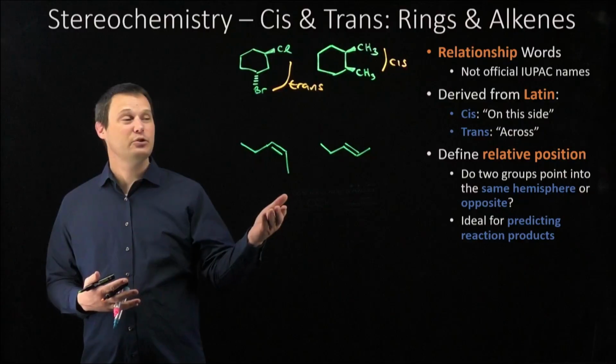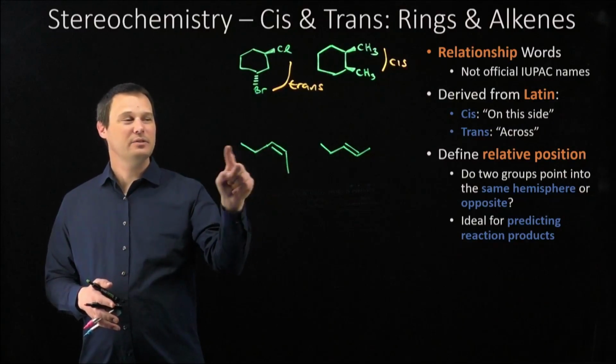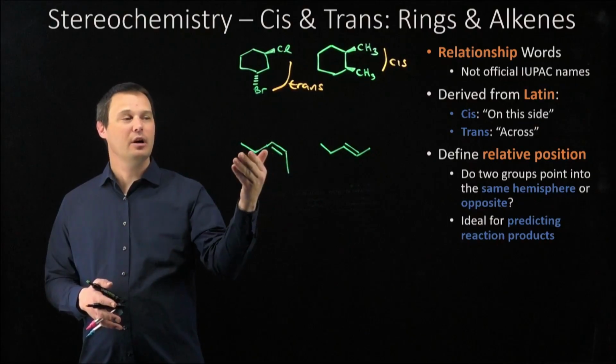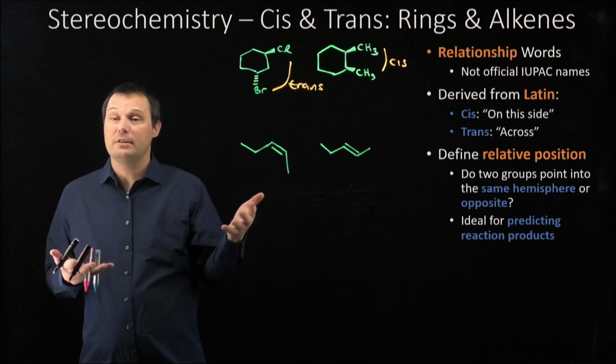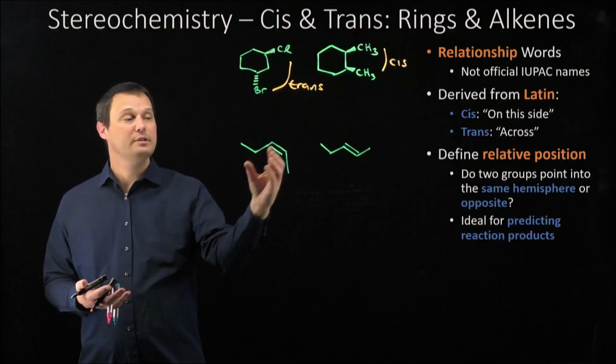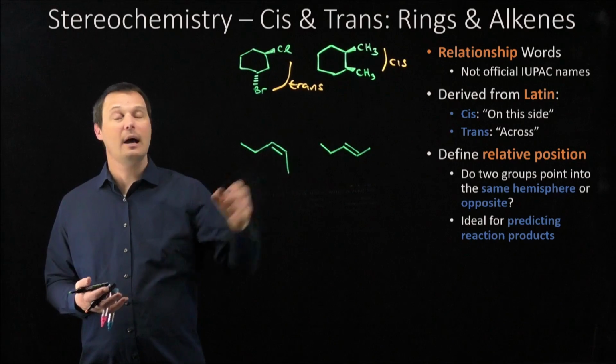The cis and trans label also works for alkenes, but only very specific alkenes. We can apply the cis and trans labels to disubstituted alkenes. On either side of the double bond, there's exactly one group attached to each carbon, two groups total. And when that's true, we ignore the hidden hydrogens and we ask ourselves the same question. Are these two groups together on the same hemisphere of the molecule, or are they across the pi bond on opposite sides of the molecule?